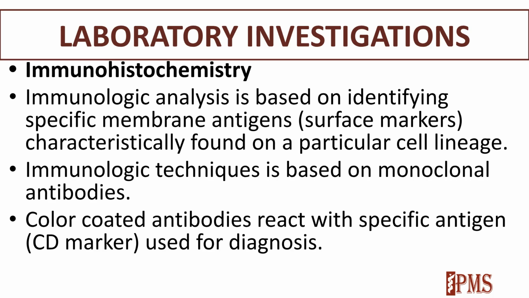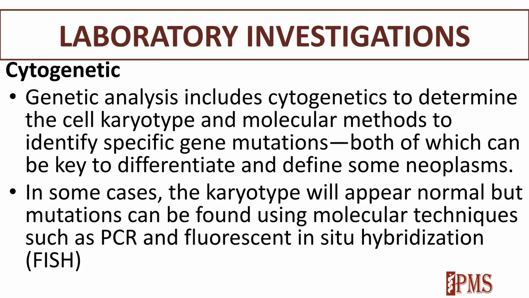Immunohistochemistry is based on identifying specific membrane antigens, or surface markers, characteristic of a particular cell lineage. Monoclonal antibodies react with specific CD markers and are color-coded for diagnosis. Genetic analysis includes cytogenetics to determine the cell karyotype, which is crucial for defining some neoplasms. Molecular methods like PCR and fluorescent in situ hybridization are used to identify specific gene mutations, even if the karyotype appears normal.